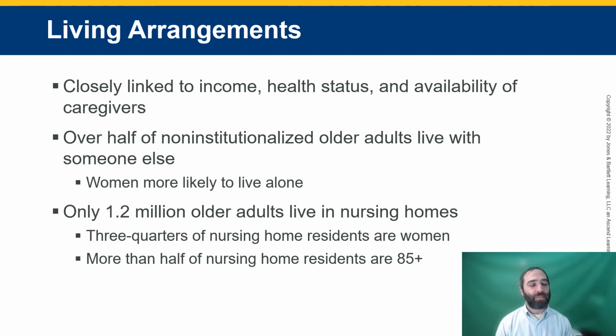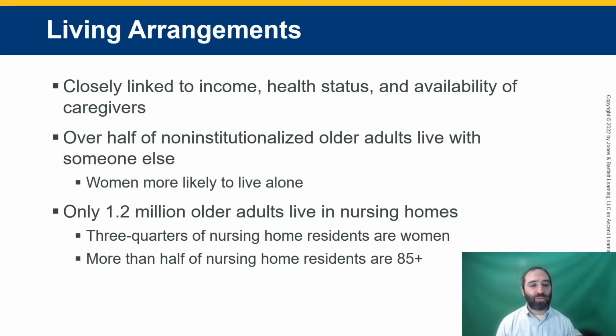So over half of non-institutionalized older adults, and what I kind of naturally think of here is, if they're not in a nursing home, they live with someone else. So most of the time, older adults are living with someone else if they're not in a nursing home. But women are more likely to live alone compared to men because, again, they're typically outliving their male partners.